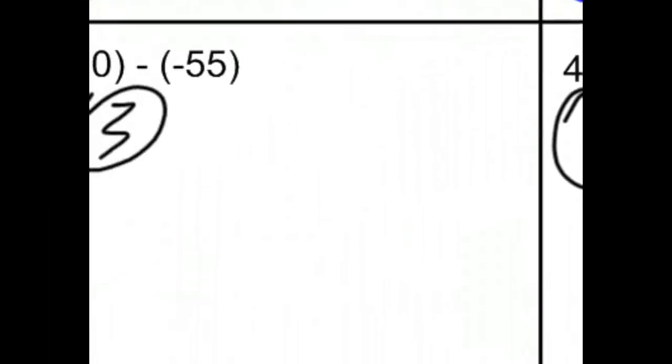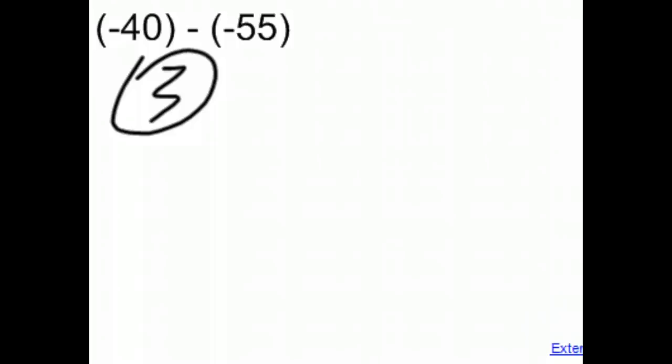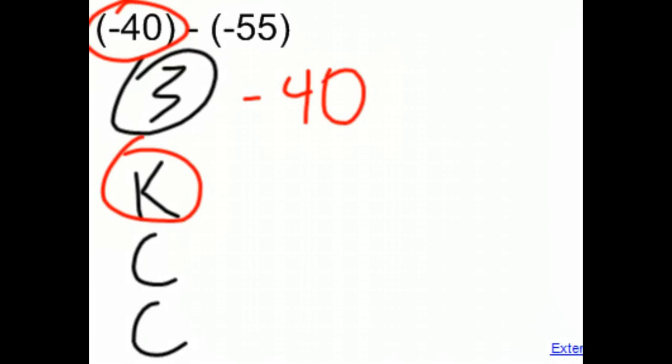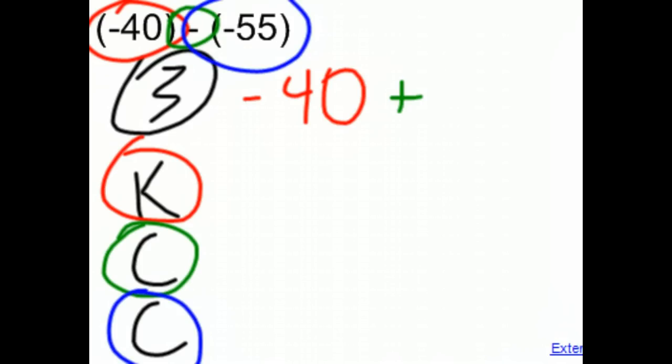For number 3, negative 40 minus negative 55, again, keeping always in mind that add the opposite, or keep, change, change. We keep the first number at negative 40. We change the operation from subtraction to addition, and we change the sign of the second number. In this case, negative 55 is negative, so we are going to add a positive 55.